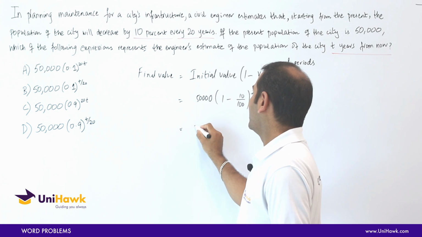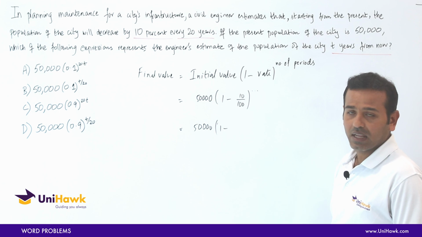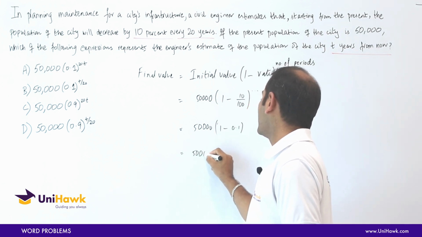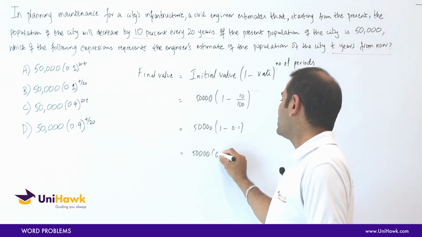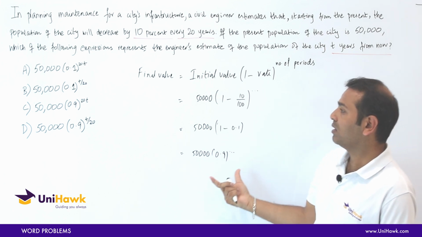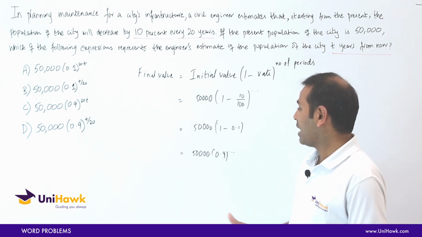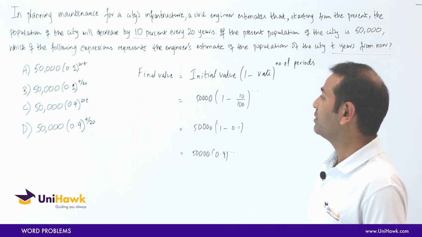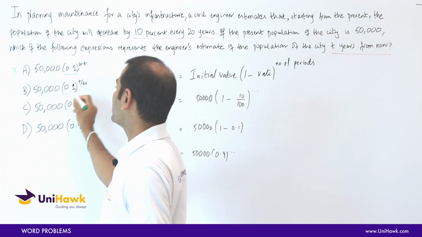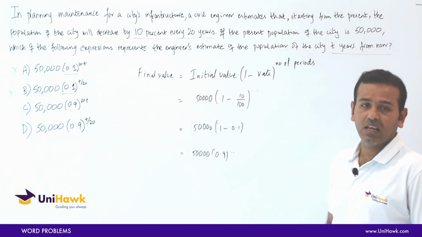Now 50,000 times 1 minus 10% is nothing but 0.1, which is 50,000 times 1 minus 0.1 is 0.9, right? So we'll see this later. Now, before going to solve this completely, let's see if we can eliminate any of the options. 50,000 times 0.9 whole to the power something. Where do we have this? First option is 0.1, so this cannot be the answer. Second option also is 0.1, this cannot be the answer. So now two options are matching, so it could be either option C or option D.